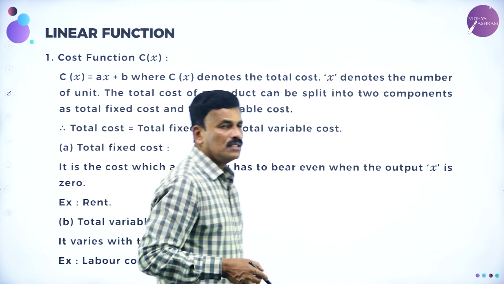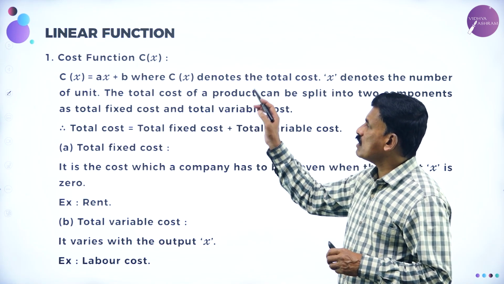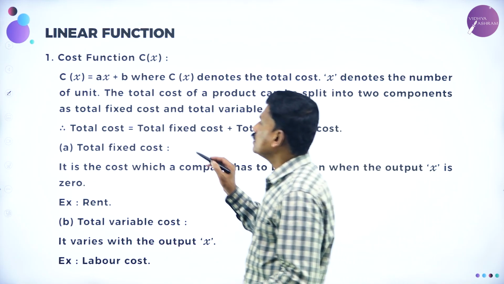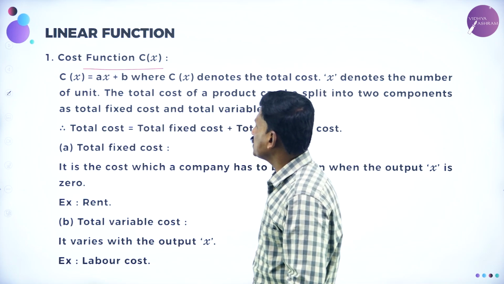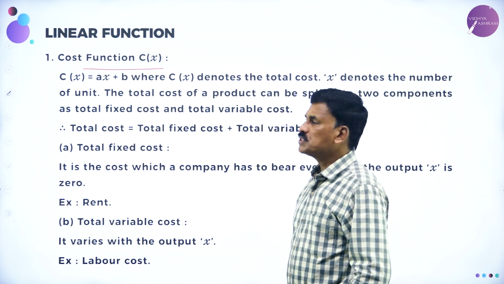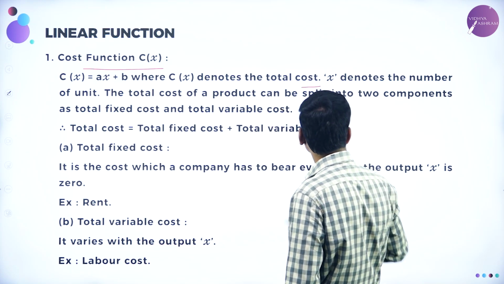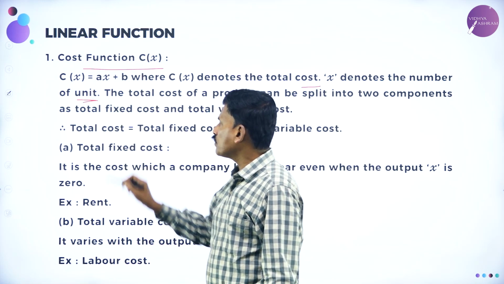Now, let us know some definitions like the cost function and the total fixed cost. What is the cost function, denoted as C of X? C of X is nothing but the function AX plus B. C of X is equal to AX plus B, where C of X denotes the total cost and X denotes the number of units.